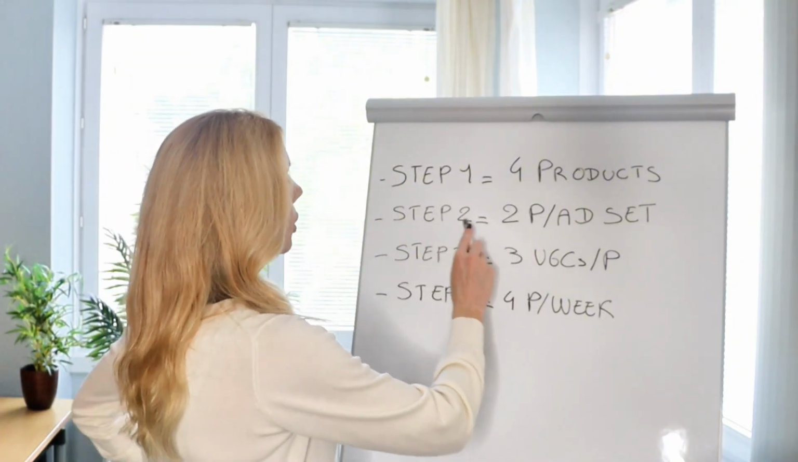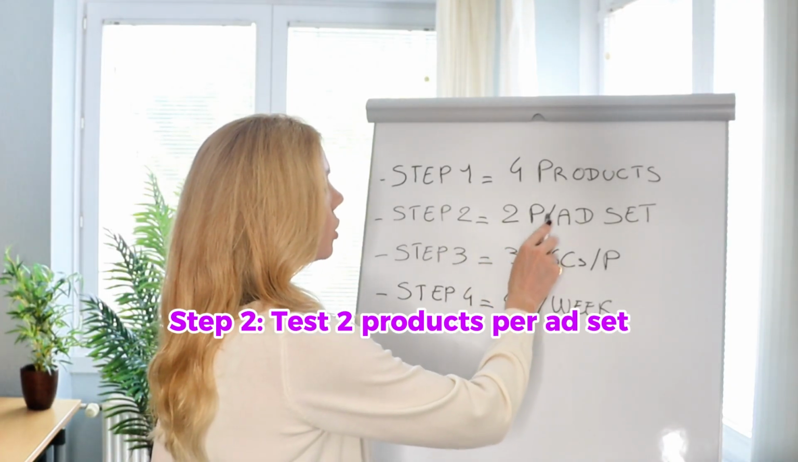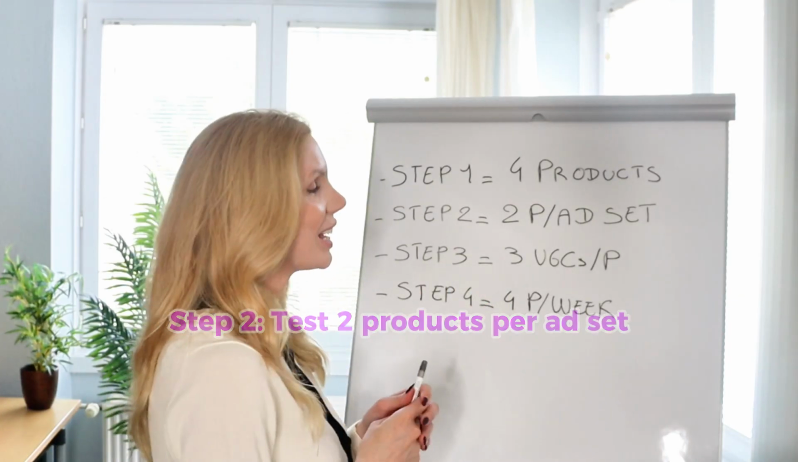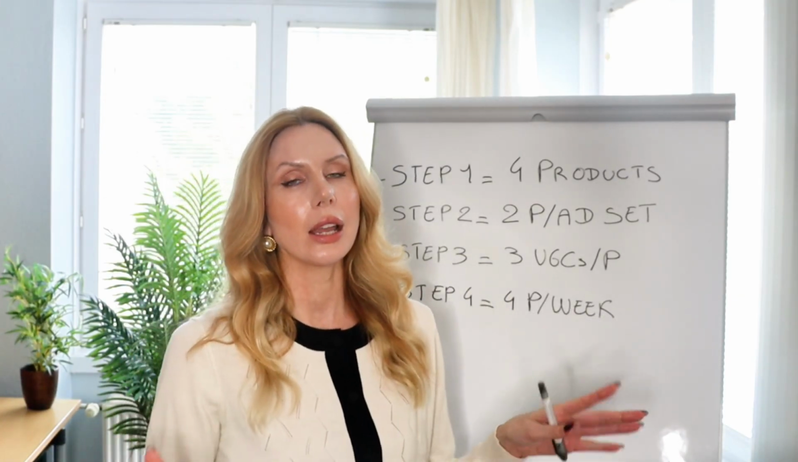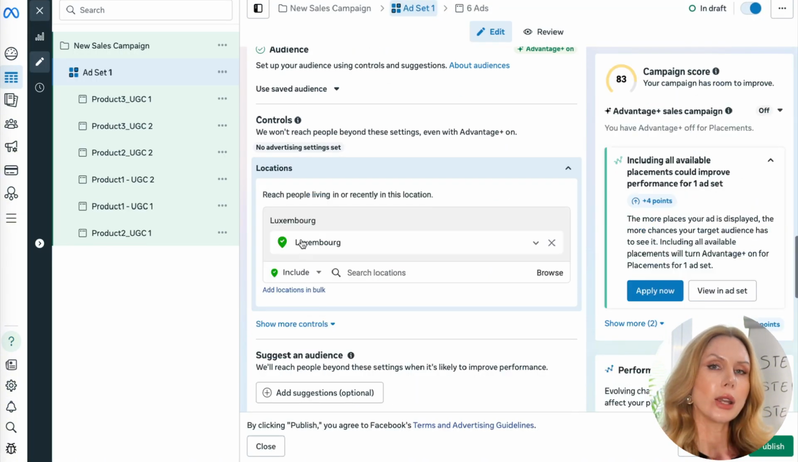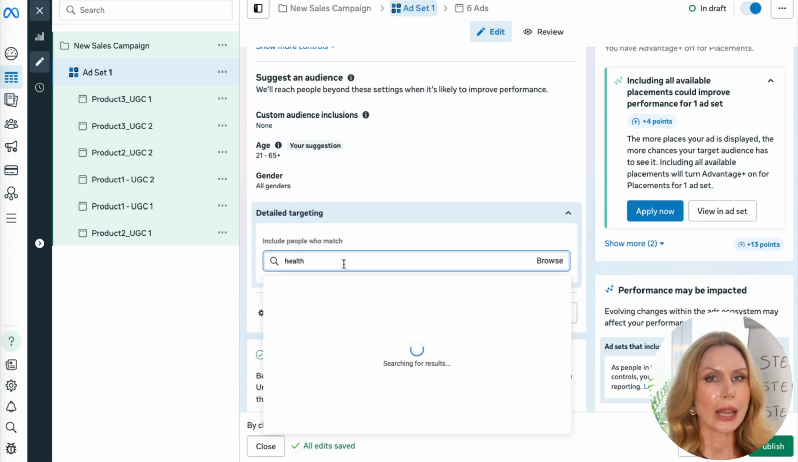Now, step 2. This one is very important. You want to test 2 different products per ad set. So 2 Ps are 2 products per ad set. So an ad set in a campaign is a collection of ads. It's where you set up your audience, your demographics, your interests, budget, and placements.